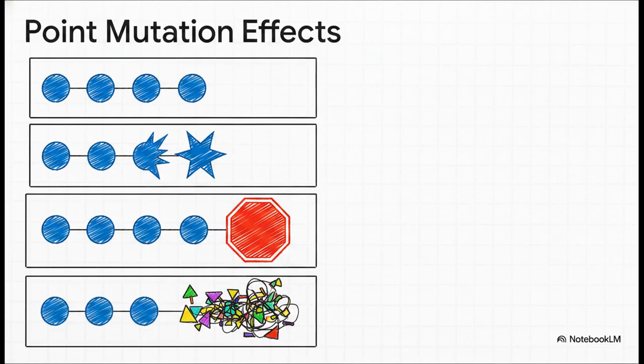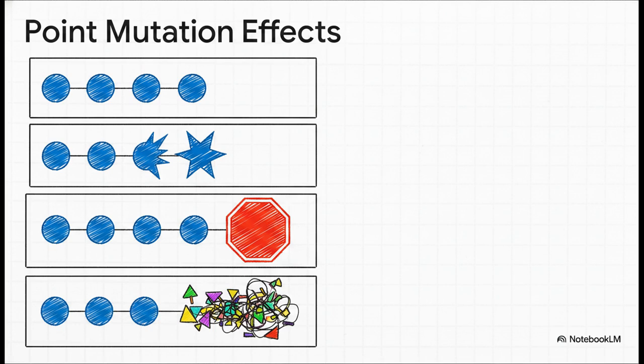But not all point mutations are created equal. A single altered base pair can have vastly different effects. A synonymous or silent mutation changes a letter, but because our genetic code has built-in redundancies, it still produces the exact same amino acid. So, no harm, no foul. A missense mutation, however, swaps out an amino acid entirely. This is actually what causes sickle cell disease. One wrong amino acid fundamentally changes the shape of a red blood cell.